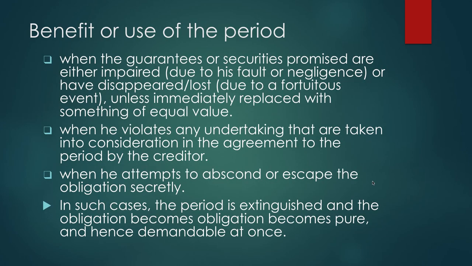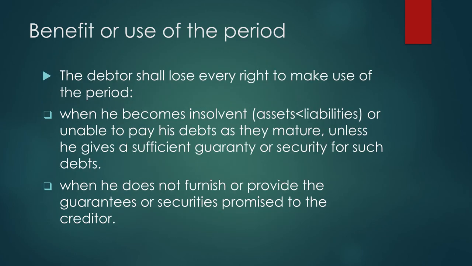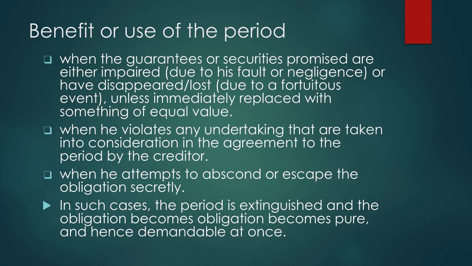Okay? So, again, when the guarantees or securities promised are either impaired due to his fault or negligence or have disappeared or lost due to fortuitous event, unless immediately replaced with something of equal value. So, again, dito, the debtor shall lose every right to make use of the period if the guarantees or securities promised are either impaired or have disappeared or lost. Kung nawala or, di ba, na-destroy. Example, yung guarantee niya is car, tapos yung car niya is nasira or nasunog or whatever, it has been deteriorated in value, he has to provide another security or guarantee of equal value. Otherwise, he will lose the benefit of using the period.